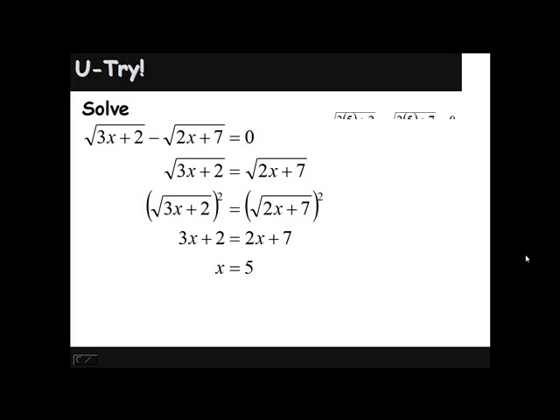That needs to be checked, so we put 5 everywhere there's an x in the original problem, and 0 equals 0 is a true statement. Therefore, this answer is right.